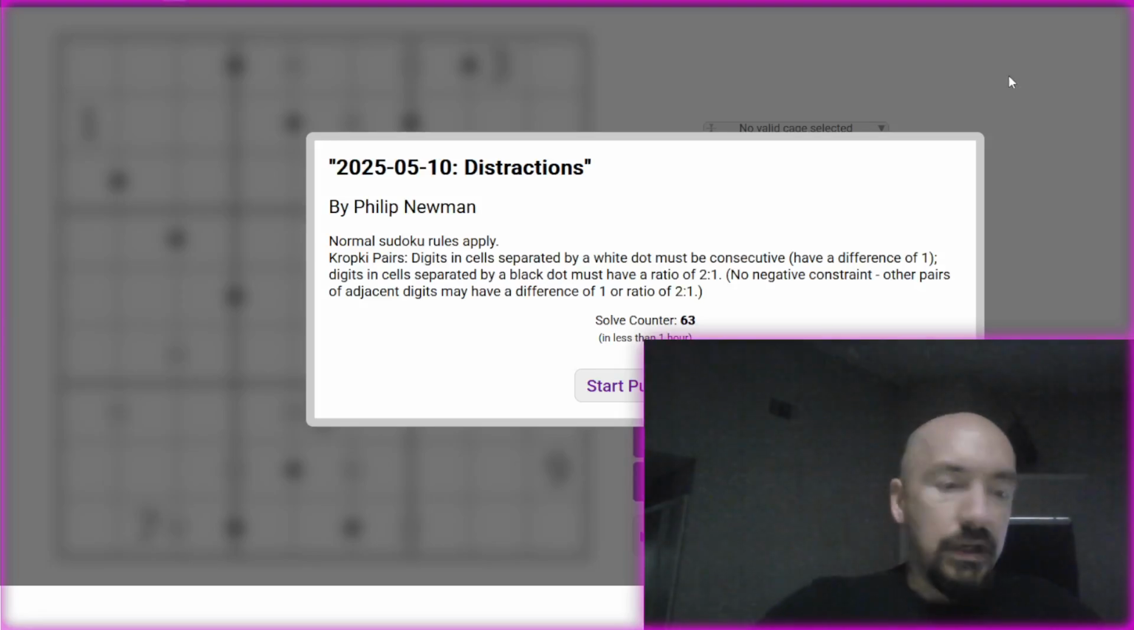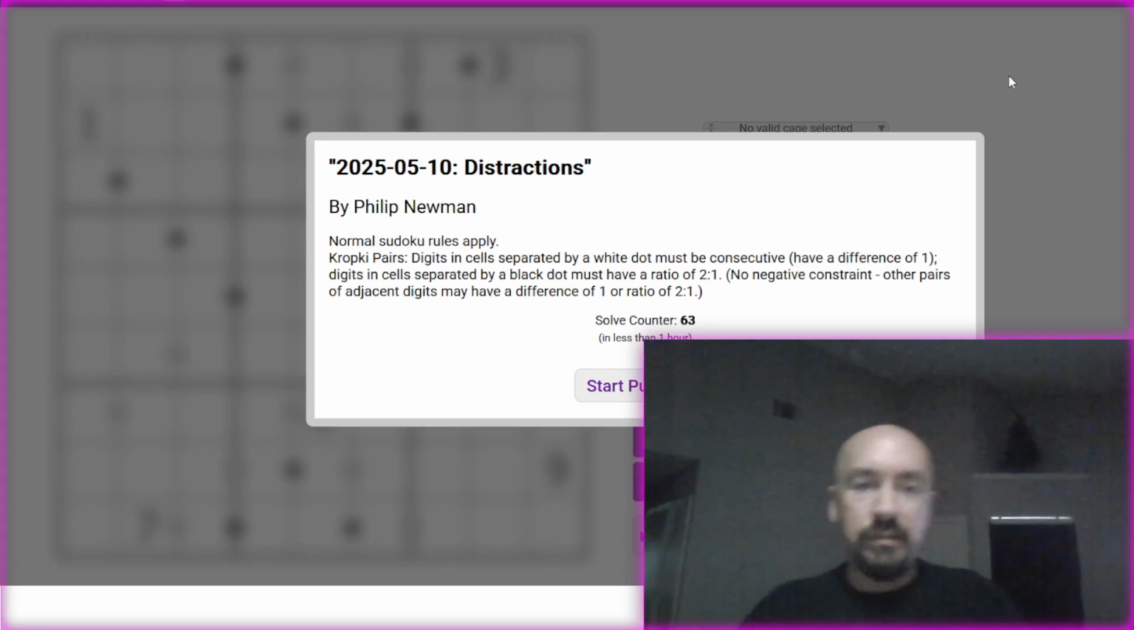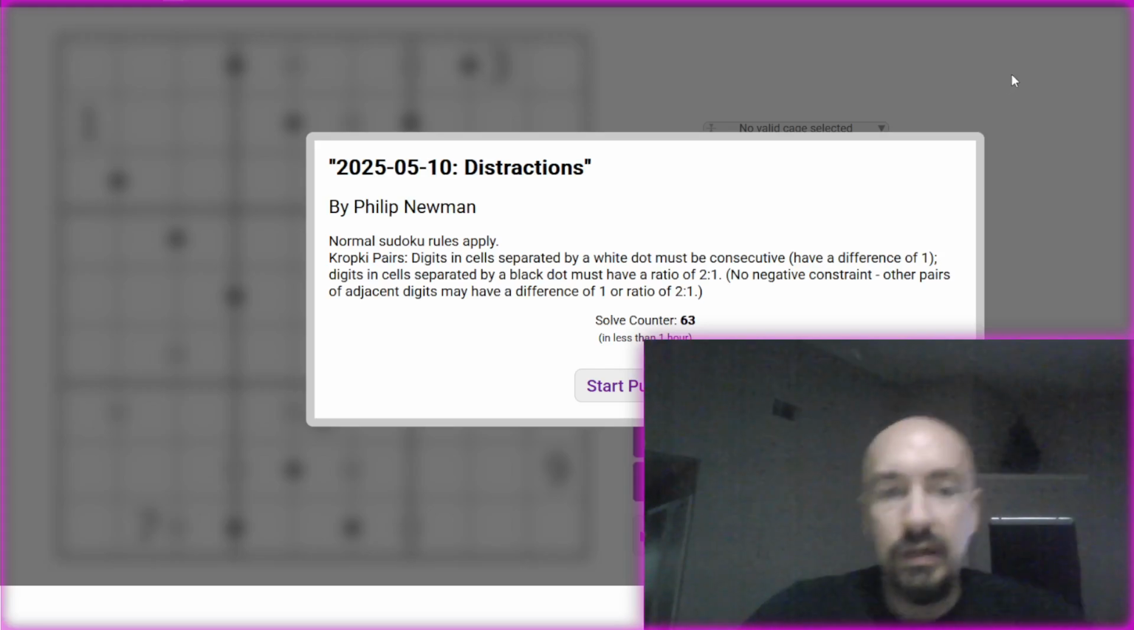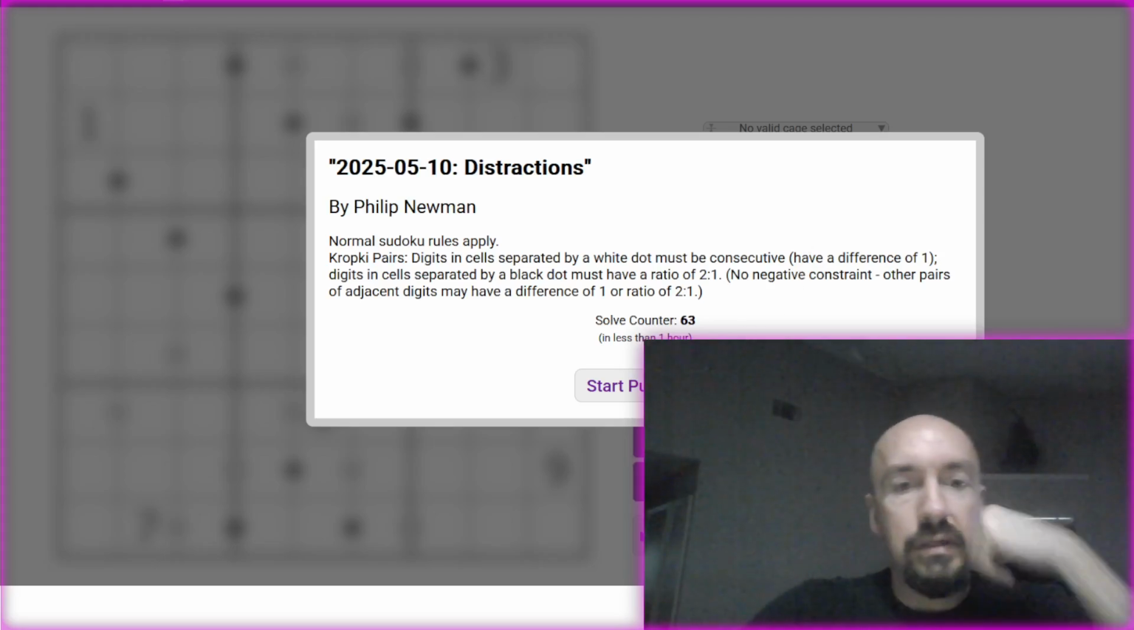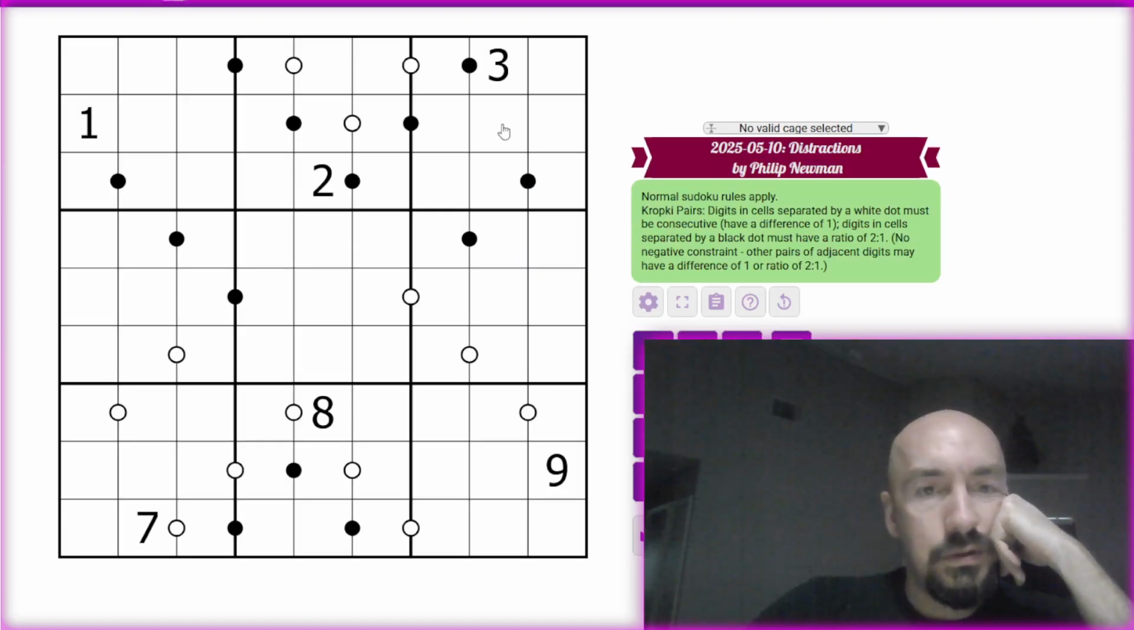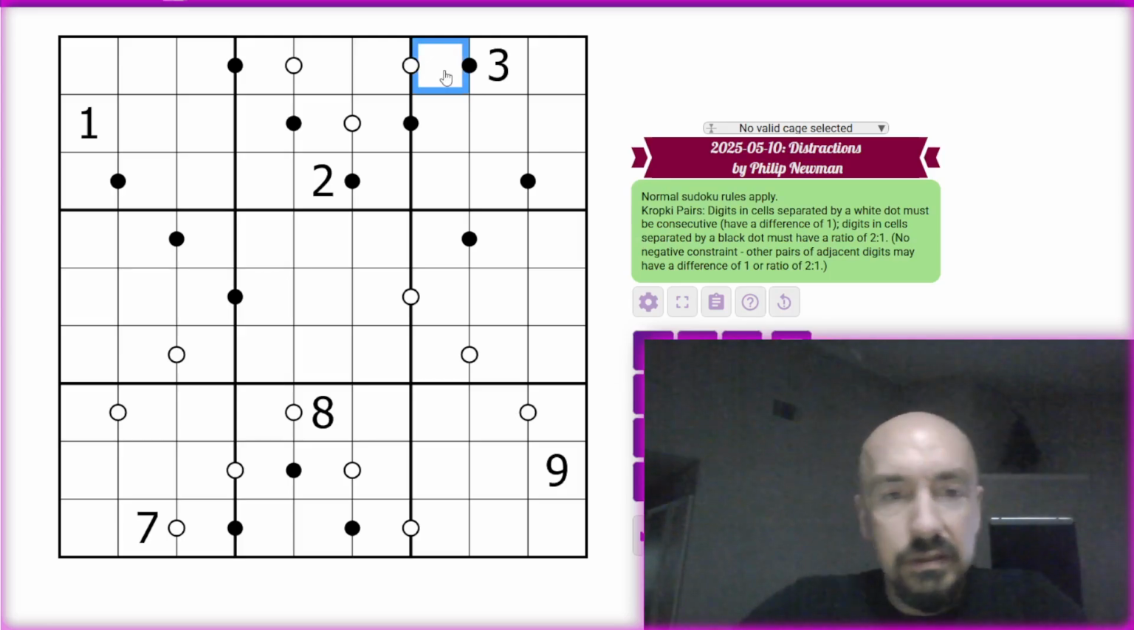All right, Sudoku time. We've got Distractions by Philip Newman. We have normal Sudoku rules apply, and then we have crop key. White dots are consecutive, and black dots have a 1-to-2 ratio. Okay, let's go. All right, so that's got to be a 6.